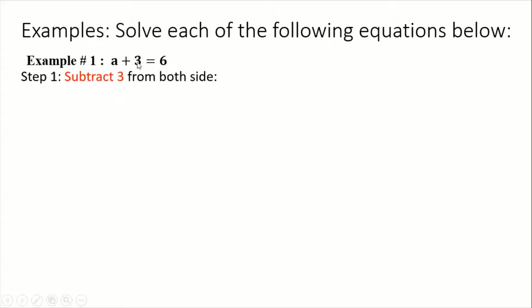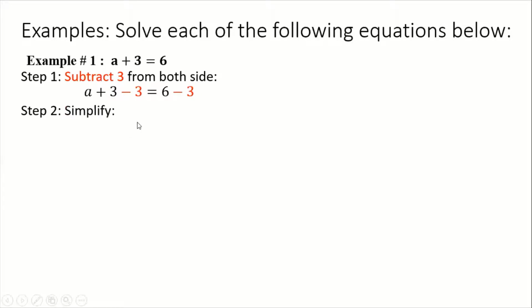But note, whatever we do to one side, we have to do it to both sides, right? So we are going to subtract 3 from both sides. How would you state this in your book? You would state this as a plus 3 minus 3 is equal to 6 minus 3. Note that I have color coded this minus 3 for you to easily see that I have subtracted 3 from both sides. At this stage, what are we going to do?